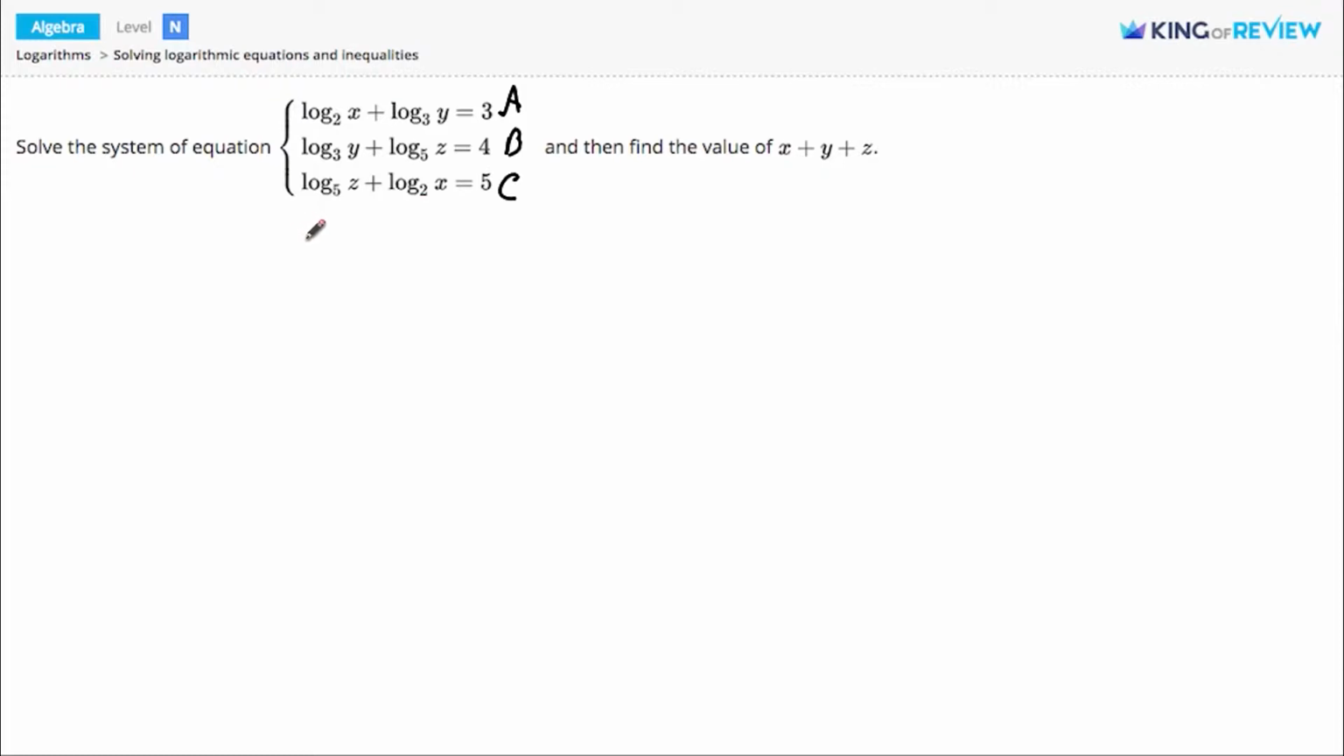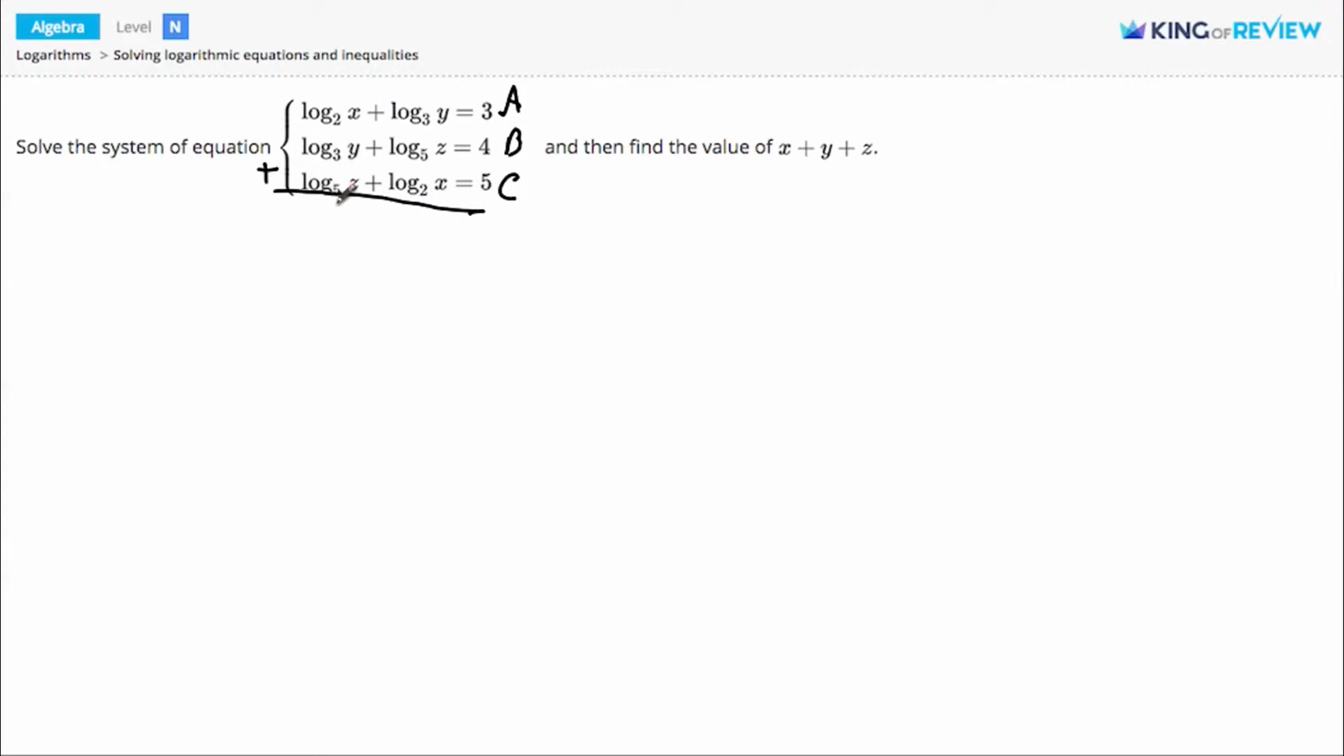subtract all the equations. I notice that I have log base 2 of x in two of my equations, log base 3 of y in two of my equations, and log base 5 of z in two of my equations as well. So to start, I'm going to try adding up all three of these equations from top to bottom and see what I get.